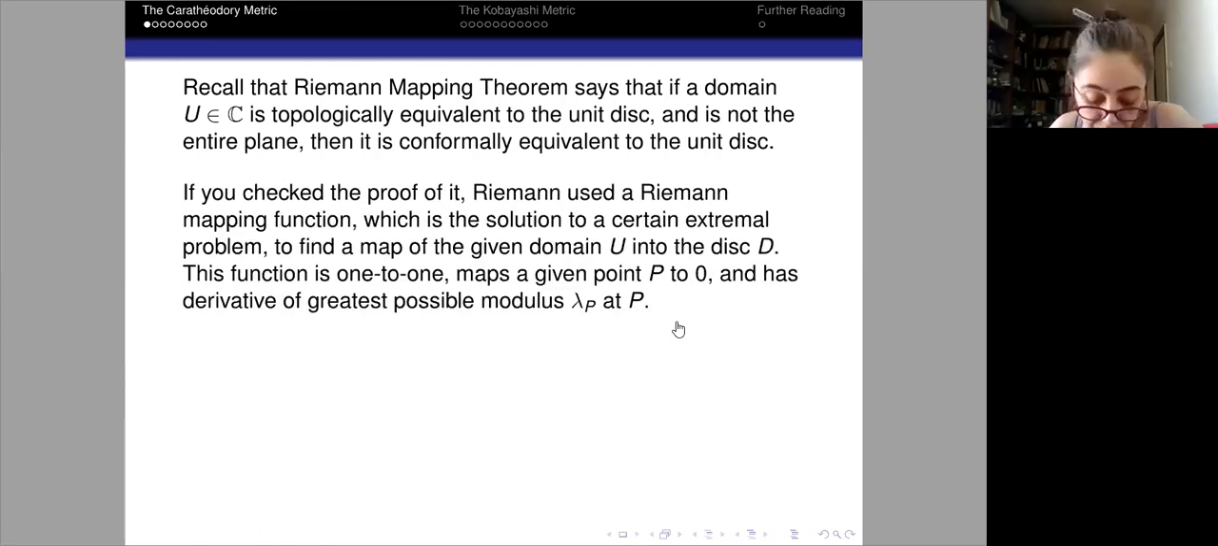Now, if you check the proof of the Riemann mapping theorem, Riemann used a Riemann mapping function. This was a solution to a certain extremal problem. You need to find the map of the given domain U into the disk D. The function needed to be one-to-one. It needed to map a given point P to zero, and it needed to have derivative of greatest possible modulus, which is, say, lambda P at the point P.